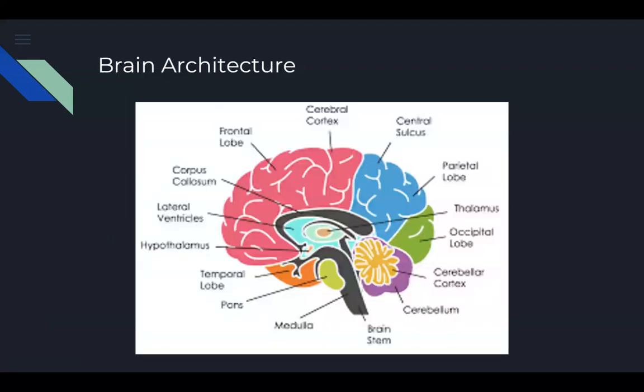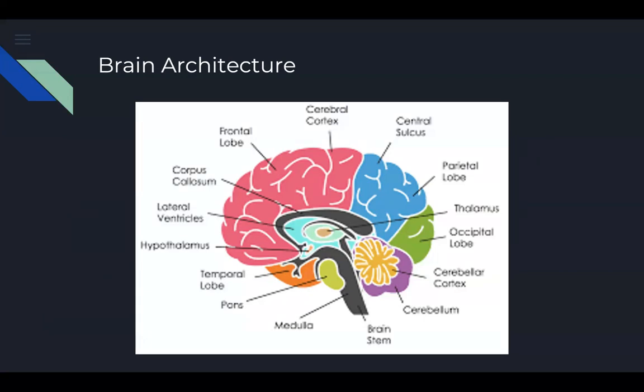So let's talk about the brain. Our brain is divided into two parts, the cerebral cortex and the subcortical region. The cerebral cortex is responsible for thinking, making movement, doing stuff. And the subcortical region is responsible for heart rate, lung performance, kidney, and blood flow, all that stuff.